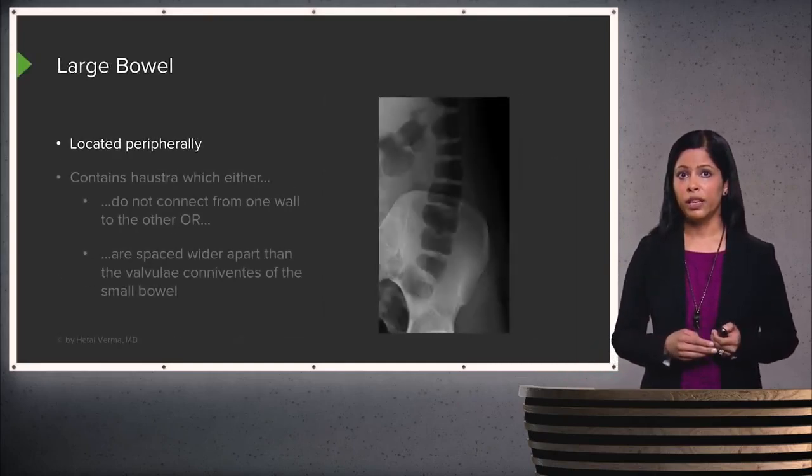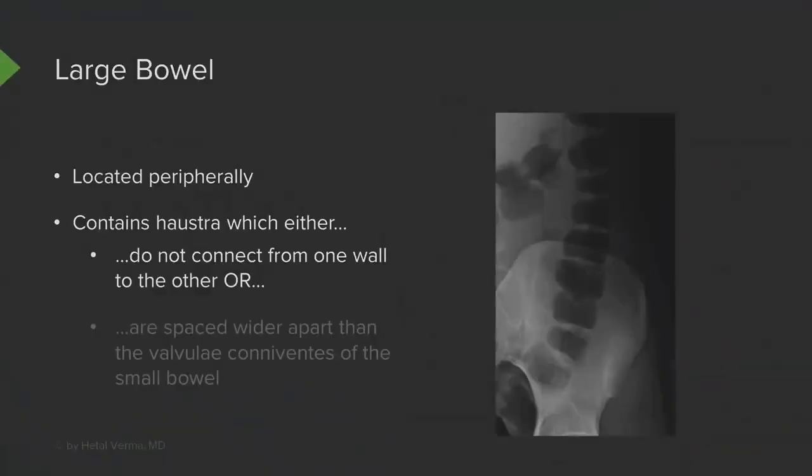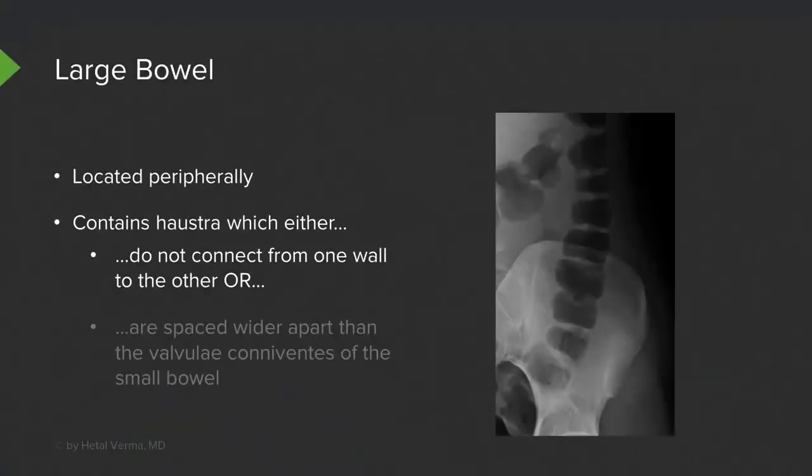Large bowel, on the other hand, is usually located peripherally, and it contains haustra. The haustra either do not connect from one wall to the other, or they're spaced a lot wider apart than the valvulae conniventes are. If you take a look at this image here, the haustra do actually go all the way from one end of the wall to the other. However, they're not the typical stacked coin appearance that you would expect from a small bowel. They're much wider apart.